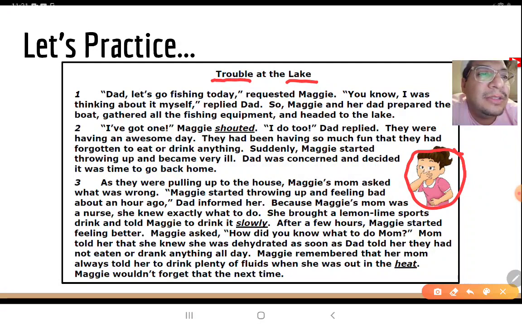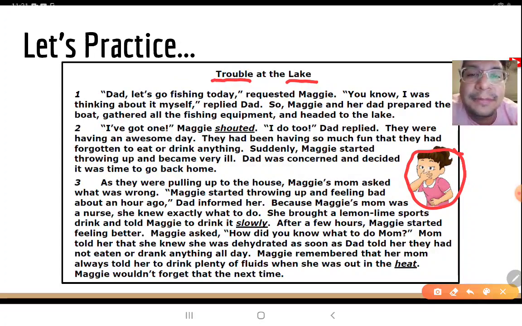Maggie asked, "How did you know what to do, Mom?" Mom told her that she knew she was dehydrated as soon as Dad told her they had nothing to eat or drink at all. Maggie remembered that her mom always told her to drink plenty of fluids when she was out in the heat. Maggie wouldn't forget the next time.